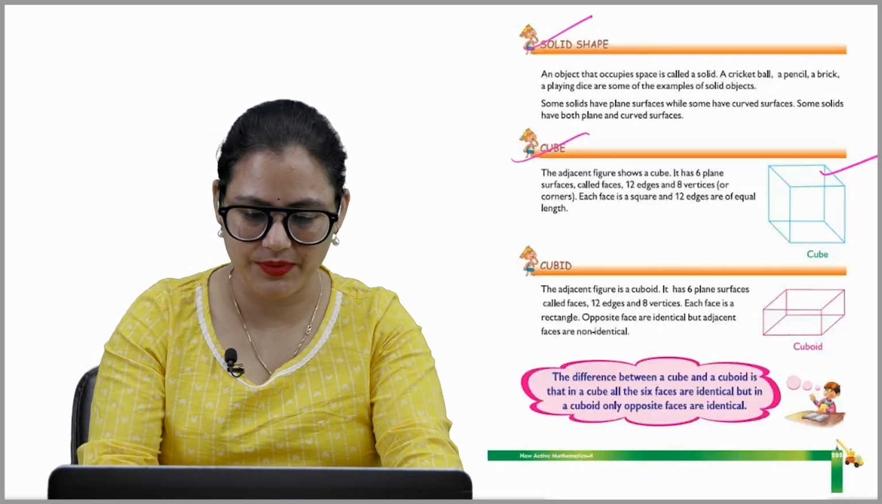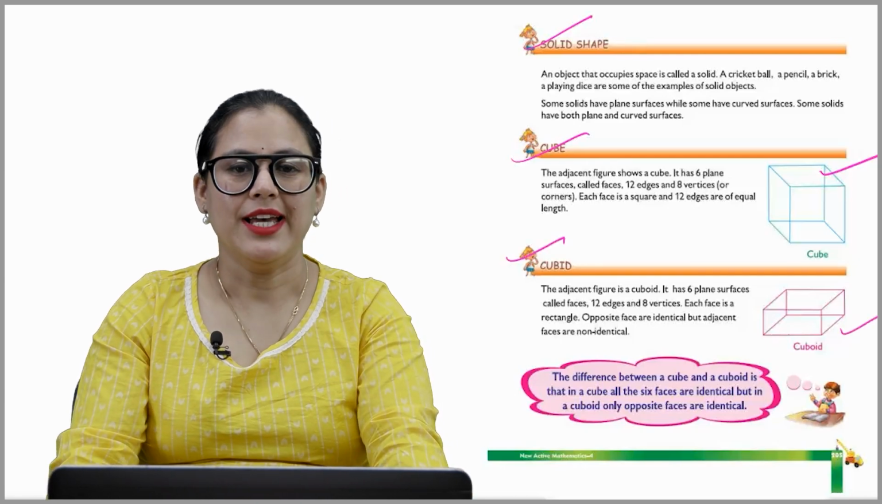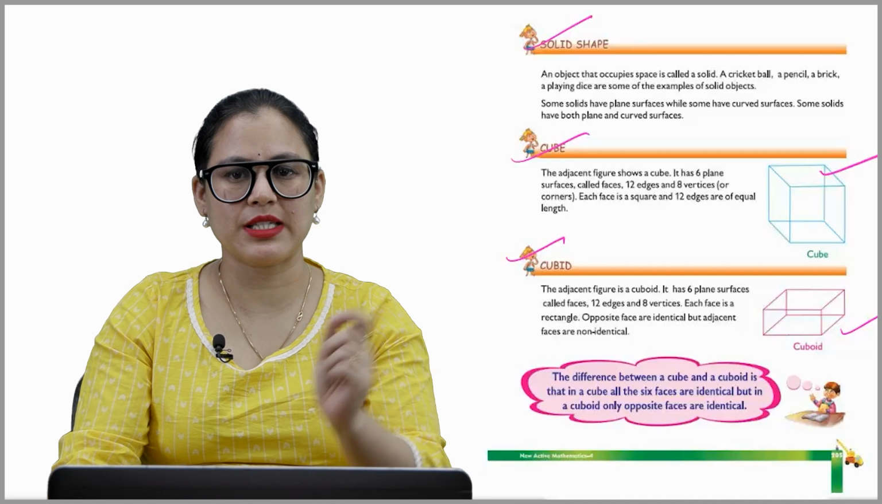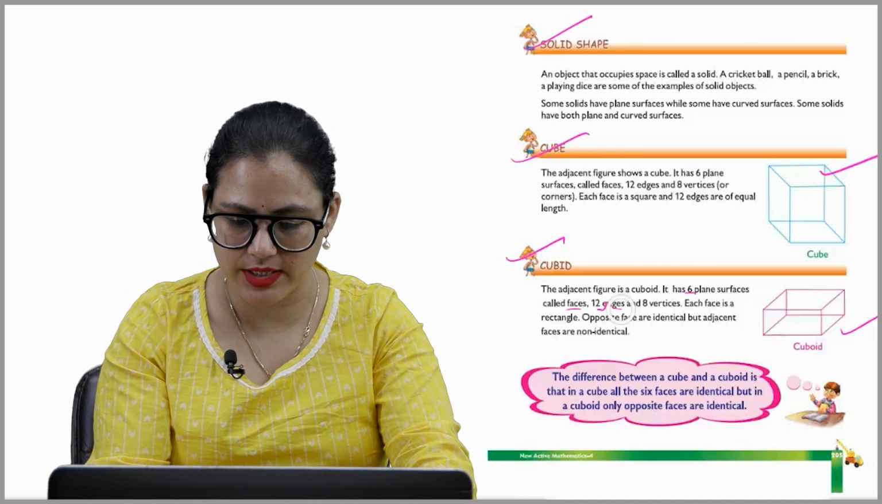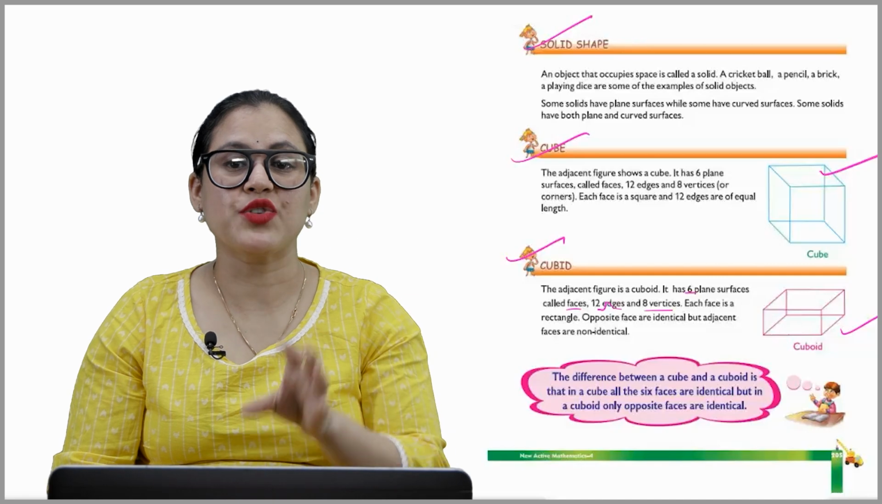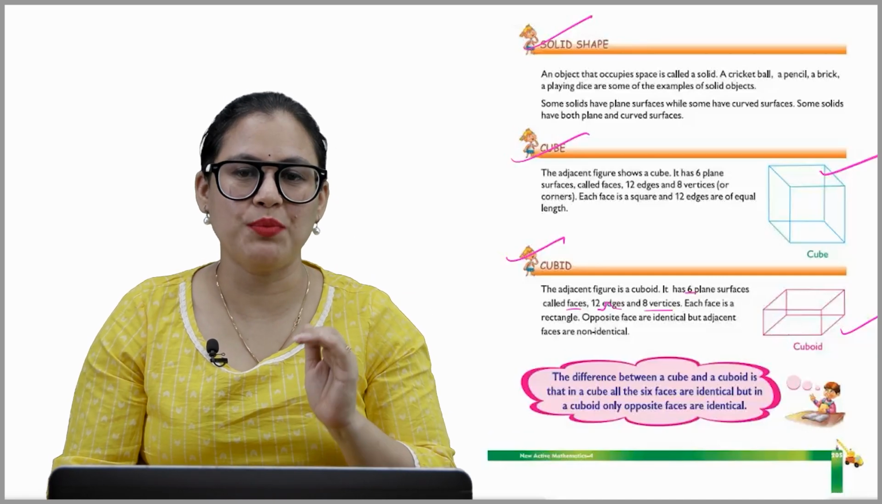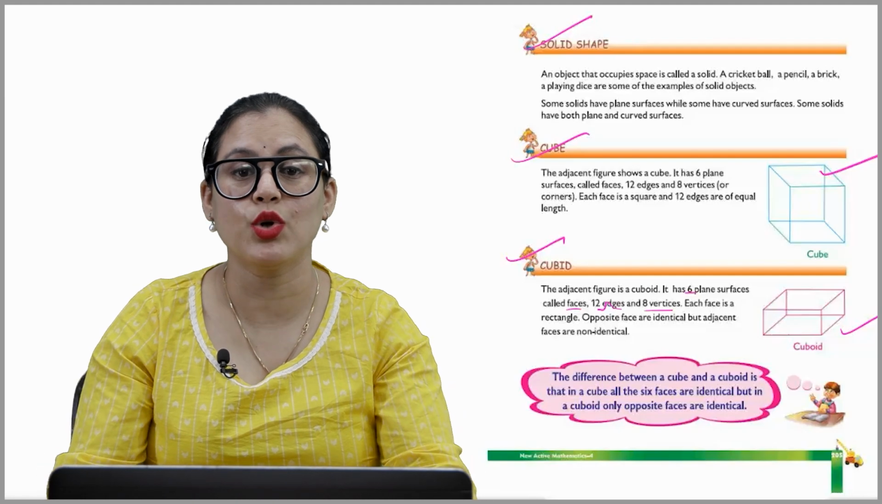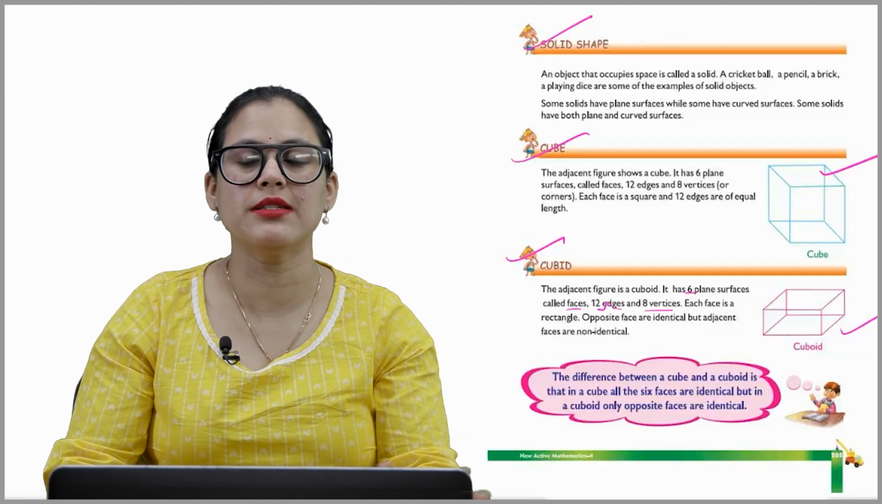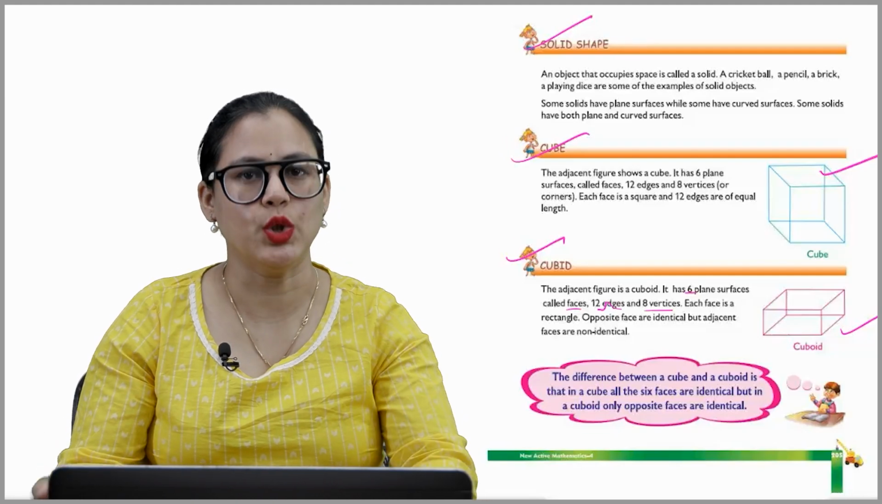Next is cuboid. This is the figure of a cuboid. It has 6 plane surfaces, that is 6 faces, 12 edges and 8 vertices. Each face is a rectangle and opposite faces are identical, but adjacent faces are non-identical. Identical means same and non-identical means not the same.